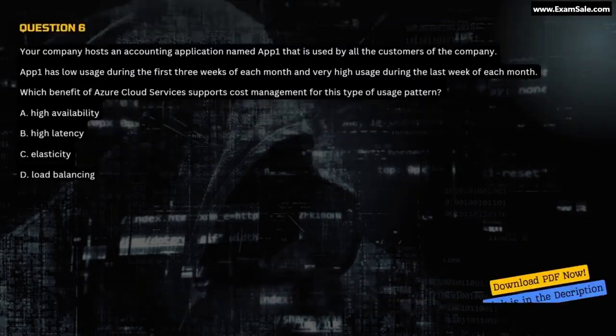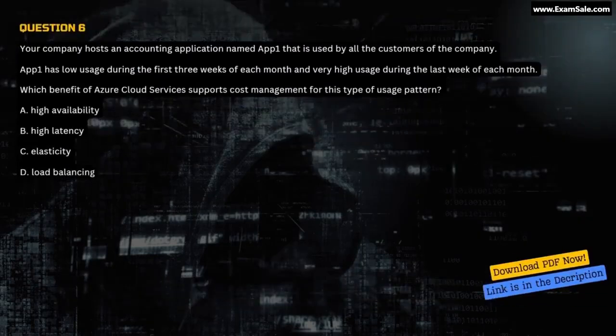Question 6. Your company hosts an accounting application named App1 that is used by all the customers of the company. App1 has low usage during the first 3 weeks of each month and very high usage during the last week of each month. Which benefit of Azure Cloud Services supports cost management for this type of usage pattern? A. High availability. B. High latency. C. Elasticity. D. Load balancing. Correct answer, C. Elasticity.